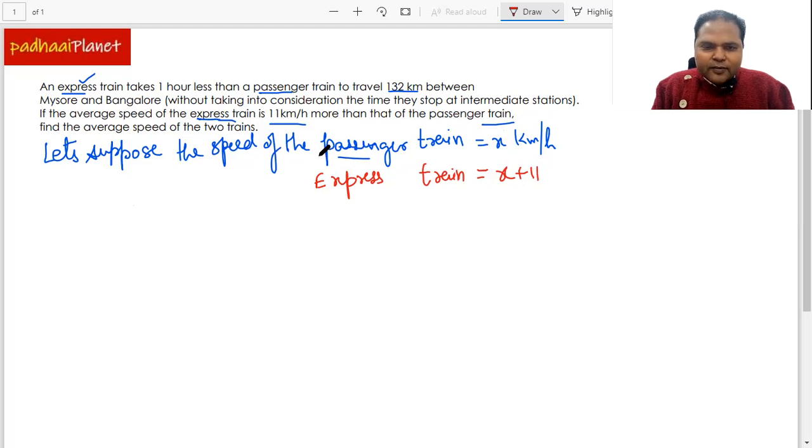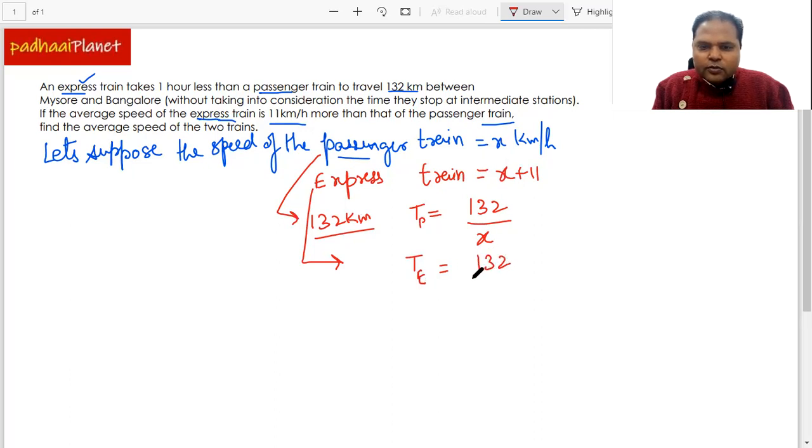So the time taken by the passenger train to cover 132 kilometers is equal to 132 divided by x. Similarly, the time taken by the express train to cover the same distance of 132 kilometers is 132 divided by the speed of the express train, that is x plus 11 kilometers per hour.